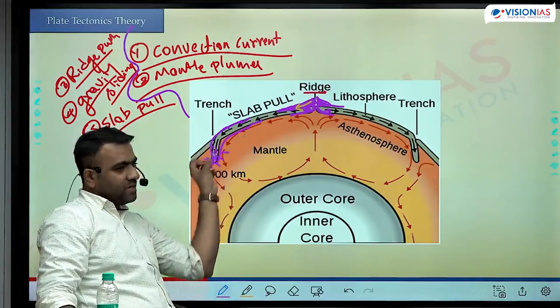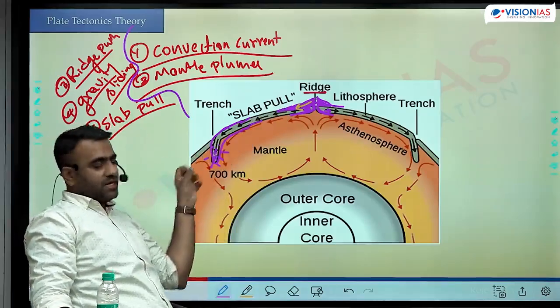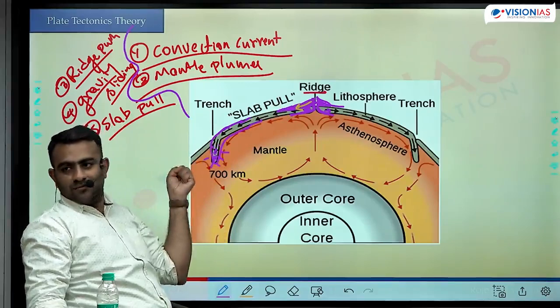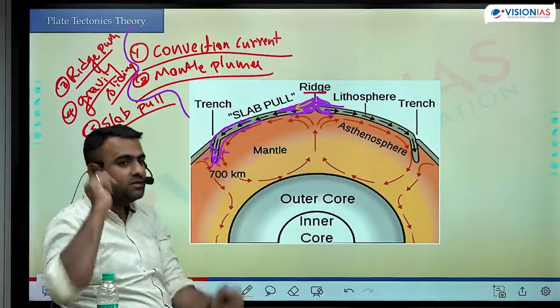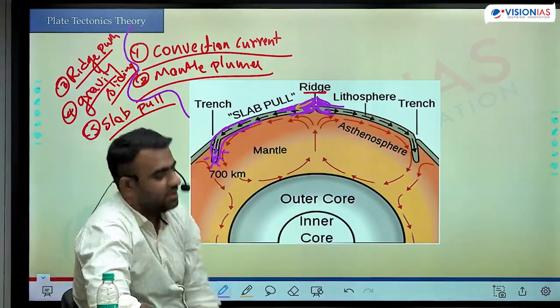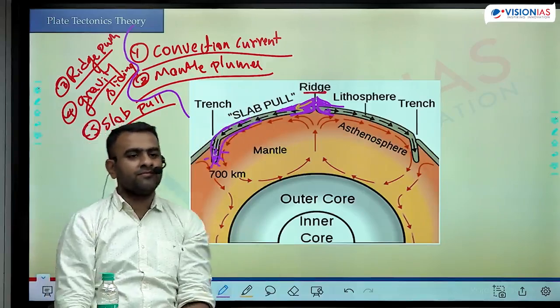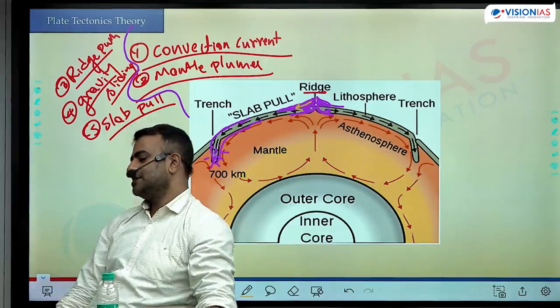The faster movement of the melting part causes the pull of this entire slab downwards. It feels as if someone is pulling it inside. Pulling down along the trenches. Slab pull is experienced along the trenches. If you pull from here, the whole slab will come along, right? Because everything is a single part. That is slab pull.